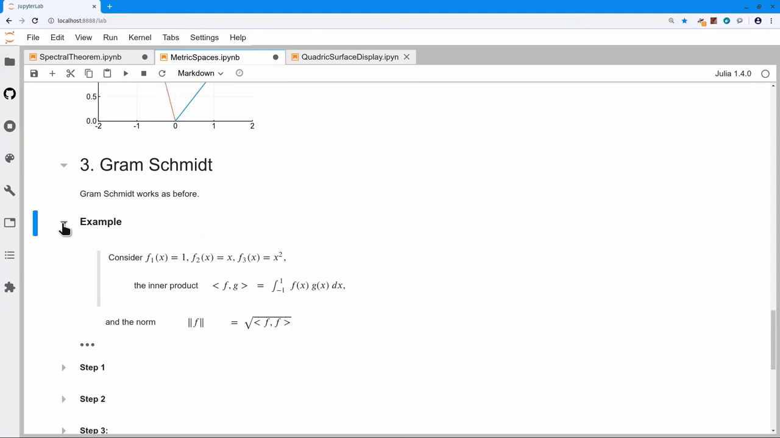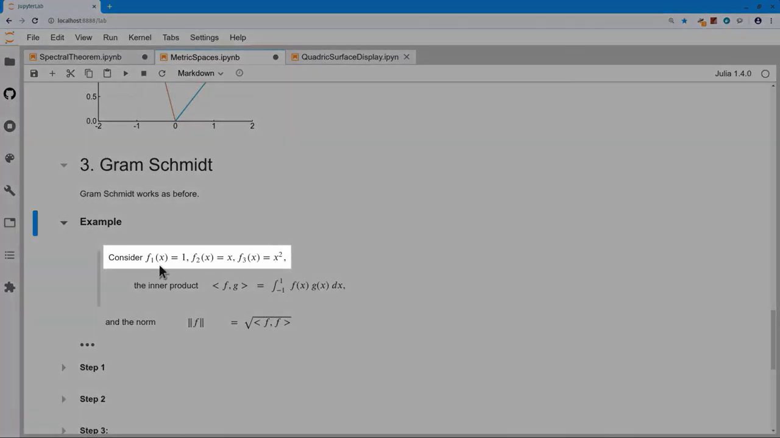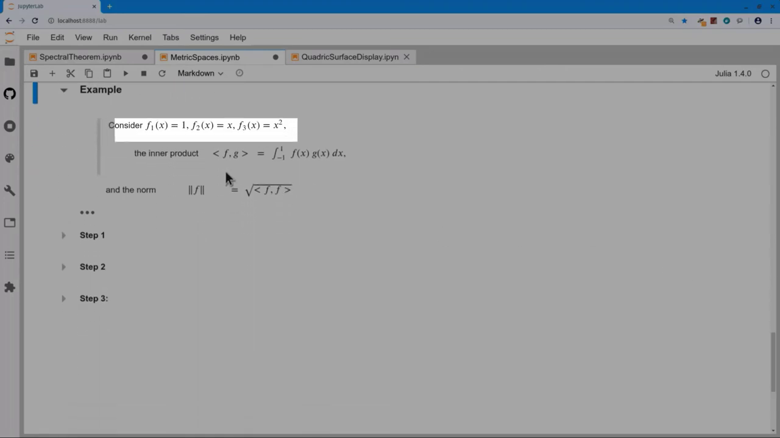As an example, let's look at functions f1 of x equals 1, f2 equals x, f3 equals x squared. So just three powers of x. The inner product is just the integral of the product of the functions on the interval -1 to 1, a symmetric interval. And the norm is the square root of the inner product of f with itself, as before. And what I'm going to do is apply the Gram-Schmidt procedure.